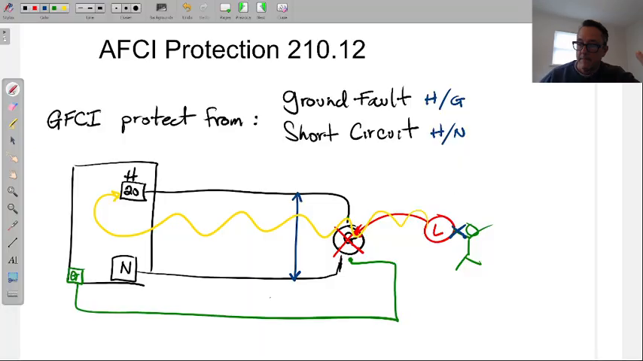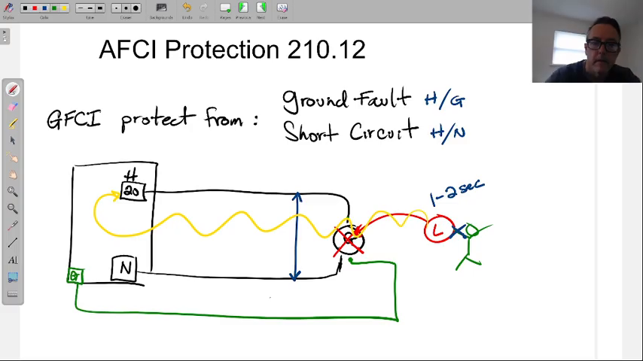How much time is it exactly? This takes time. It takes somewhere around, believe it or not, 1 to 2 seconds to trip when you have a short circuit. If you were to grab the hot and the neutral and touch them both together, you'll hear a zzz, and in about a second, pop, that breaker will trip.